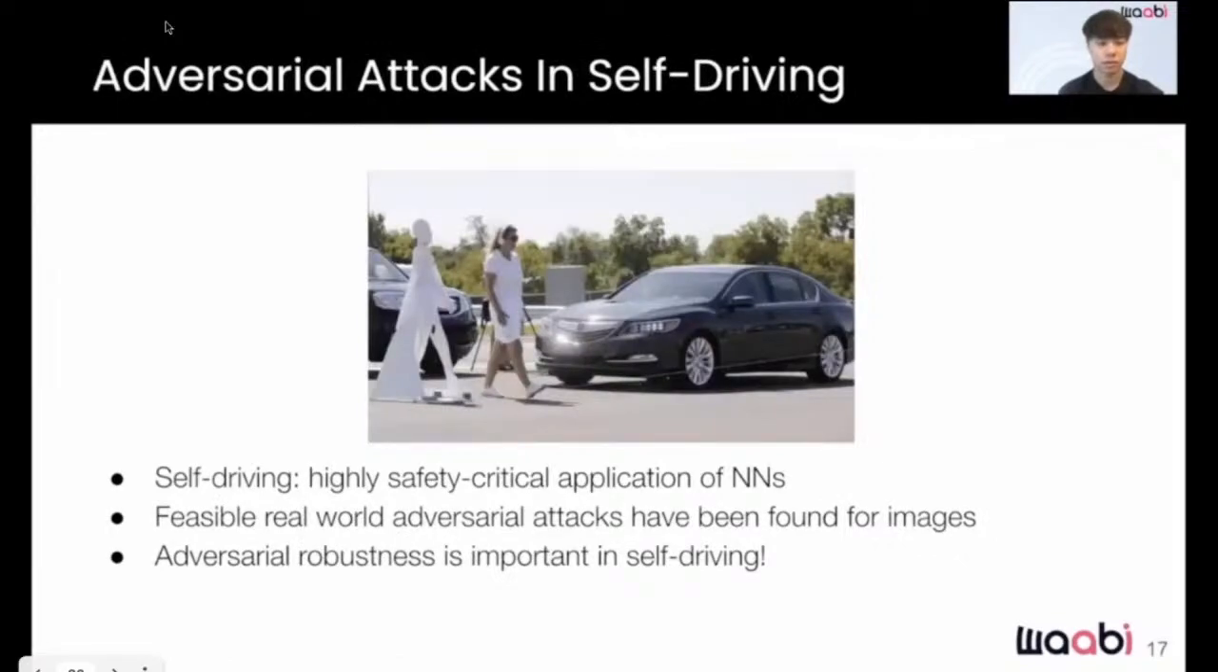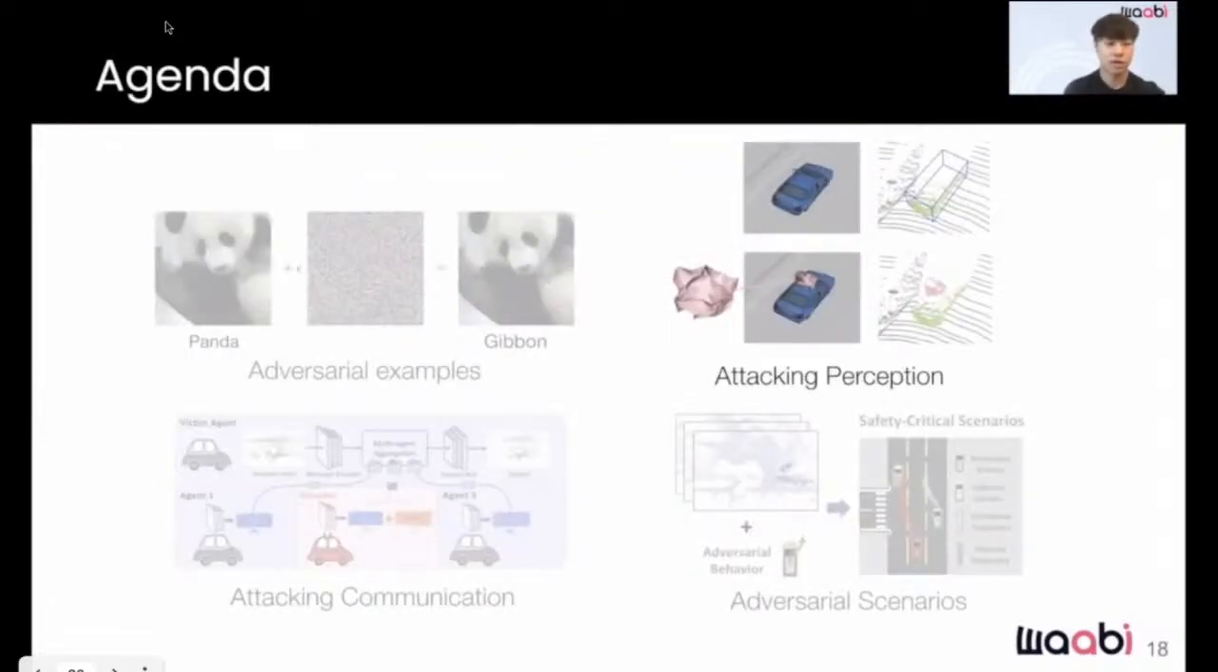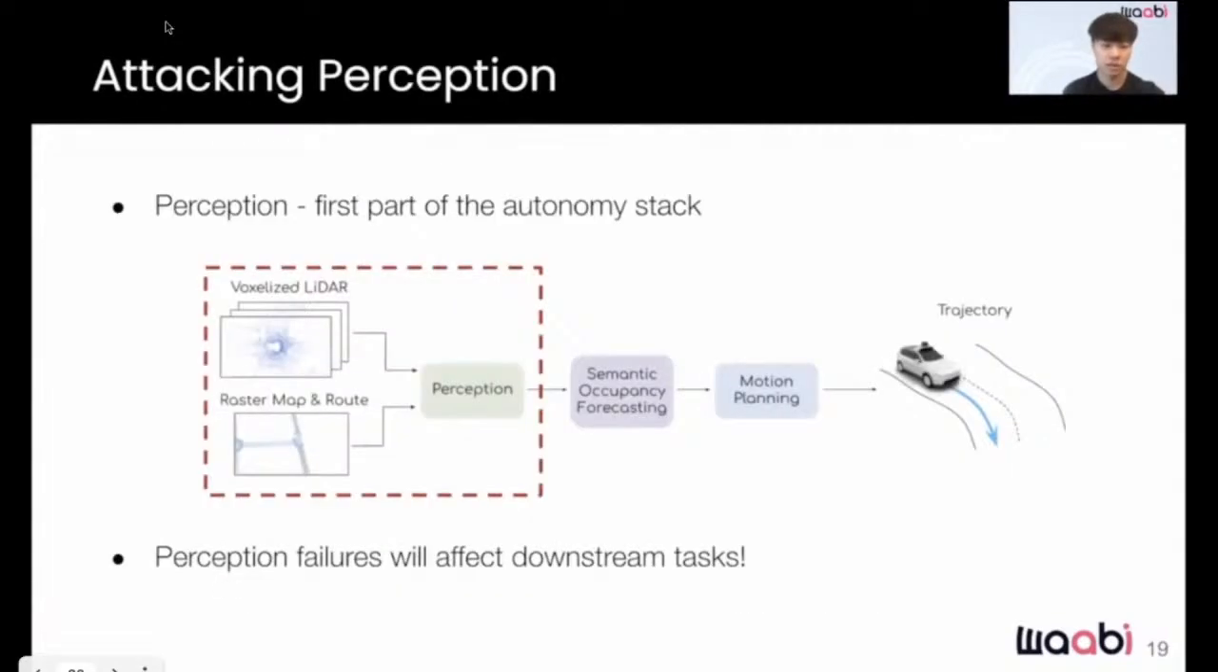We've seen that practical real-world adversarial attacks against neural networks are possible. On the other hand, self-driving vehicles rely heavily on neural networks, and self-driving is a highly safety-critical application. Therefore, it's important that we study adversarial robustness in the context of self-driving. Moving on to adversarial attacks in self-driving, let's start with perception. 3D object detection is the first part of the autonomy stack, and successfully disrupting perception can be detrimental, as perception failures will propagate to downstream tasks.